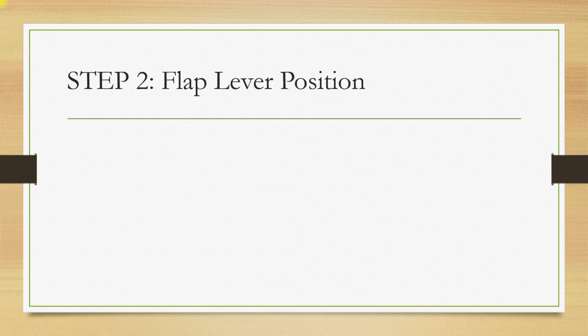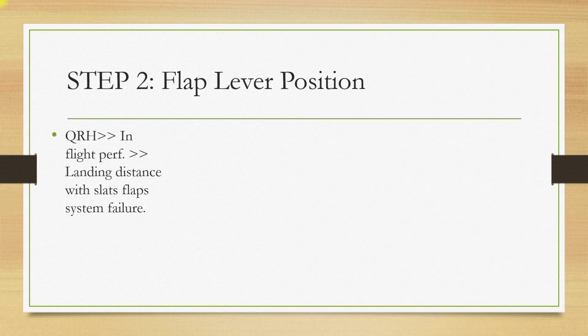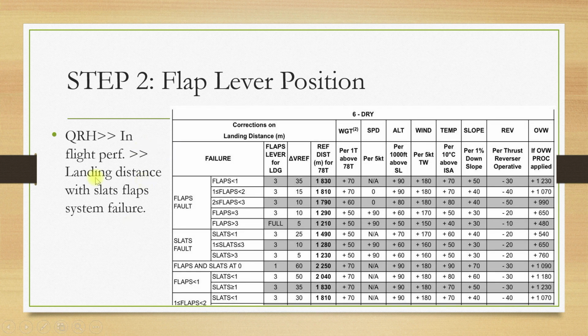The second step is to determine the flap lever position. For this, you'll go to the in-flight performance, landing distance with slats flaps system failure. If you go to this particular section, you will see a table like this for slats flap system failure. And in our example, the particular failure is slats fault with slats less than 1. So this is our case. And if you look at the table, you'll see the flap lever for landing should be 3. So our flaps as per the failure should be config 3.